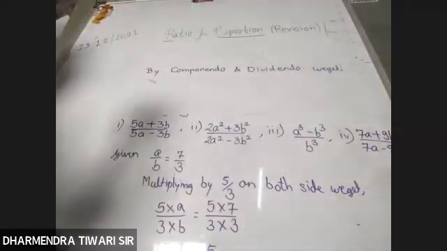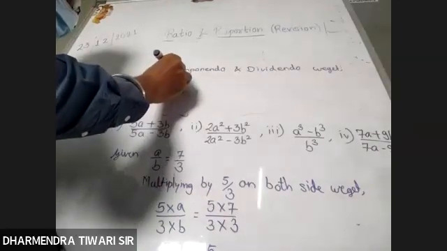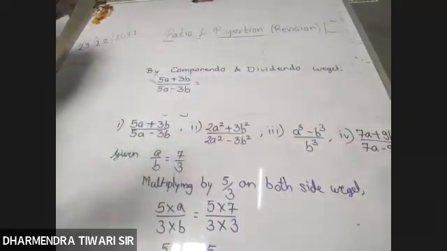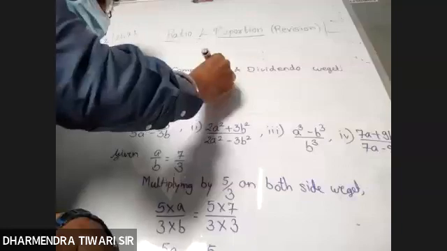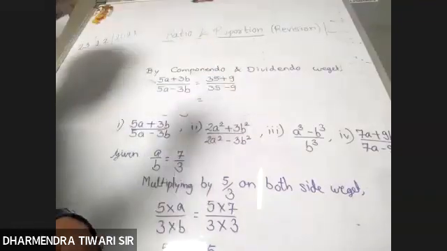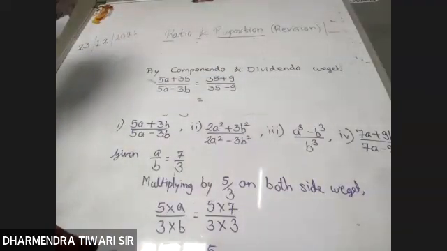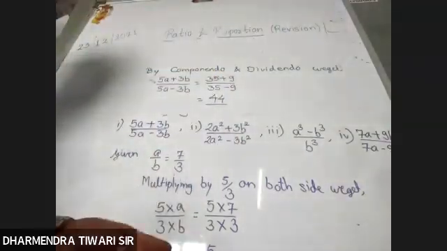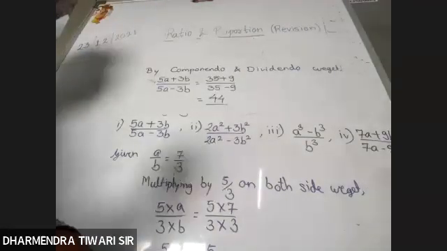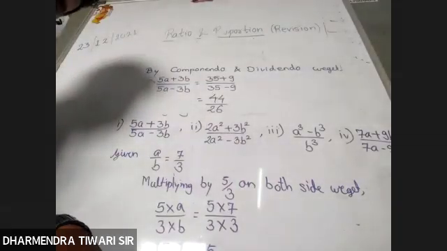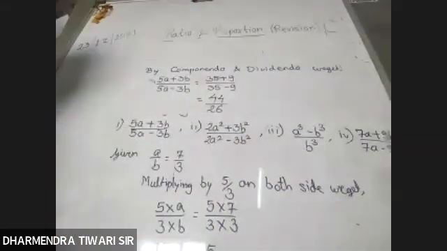So we get 5a plus 3b upon 5a minus 3b is equal to 35 plus 9 upon 35 minus 9. I know that you are good in calculations: 35 plus 9 is 44, not that difficult a task for you, and 35 minus 9 is 26. If you find any common multiple in them, you can cancel it. Otherwise, you can take it as the answer.